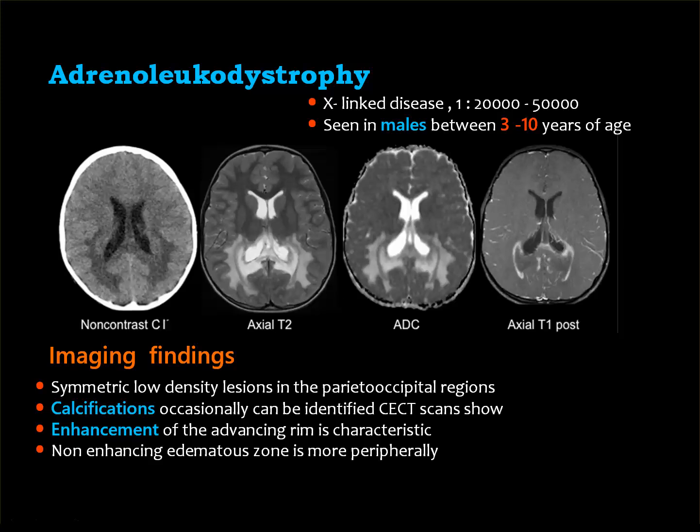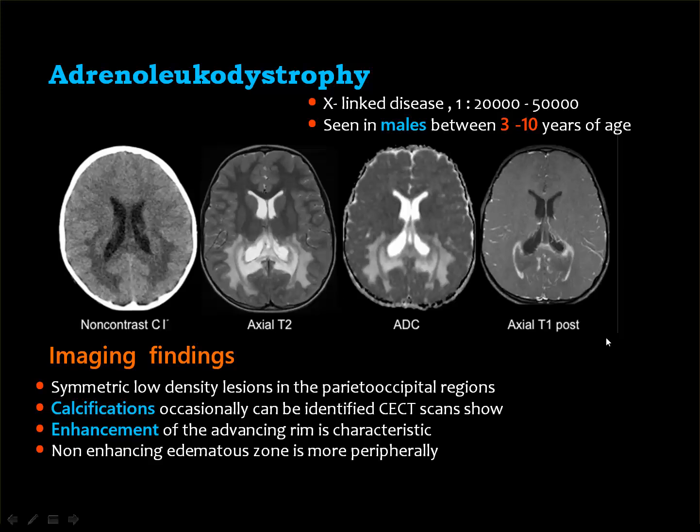The third one is adrenoleukodystrophy, which is an X-linked disease seen in males between the ages of 3 and 10 years. This disease has a particular characteristic location in the posterior aspect of the brain, the parieto-occipital areas, where you get the unmyelinated white matter as hypodense areas around the trigone and occipital horns of the lateral ventricles. This white matter will show high signal in the T2 and FLAIR, and in the diffusion weighted images they will not show diffusion restriction.